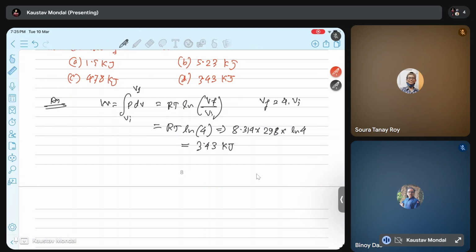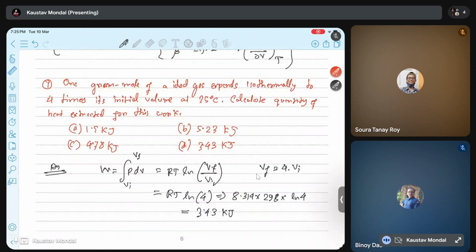Okay. So this is a simple numerical problem. Just isothermal. So you know it's isothermal, and you already know the form of the work done that is needed here. That form of work done we have substituted here, and from that definition we can calculate the work done easily. Okay, so the correct answer is 3.43.